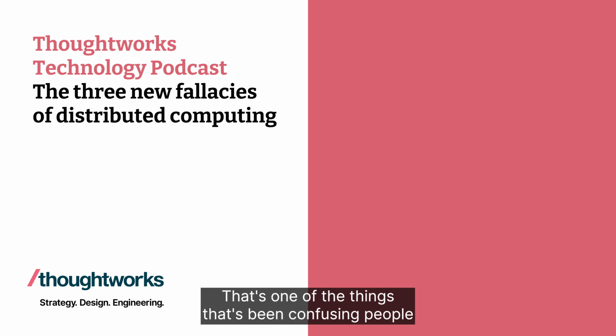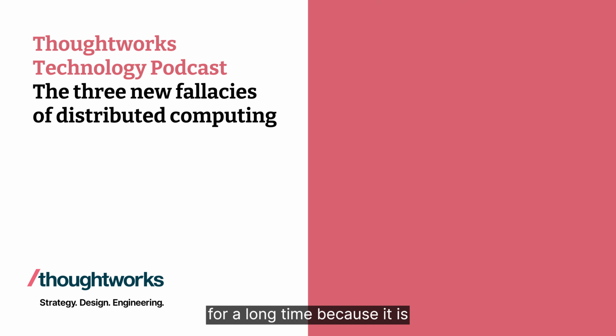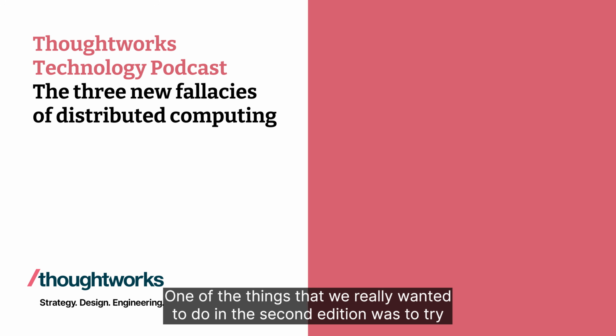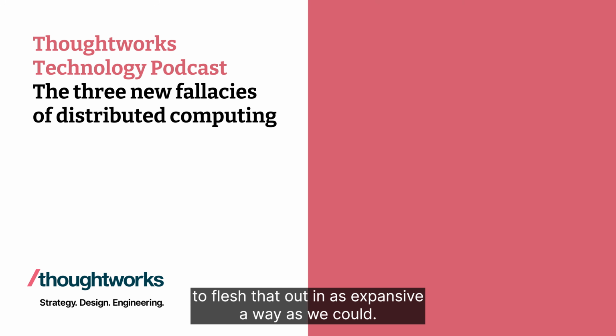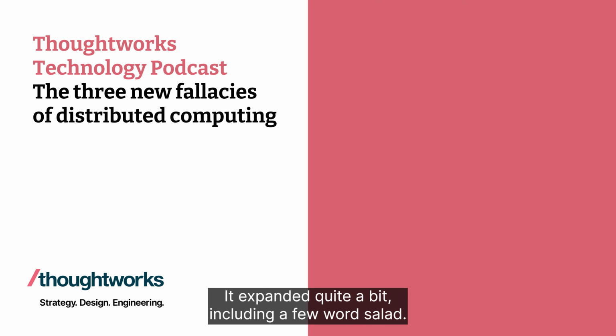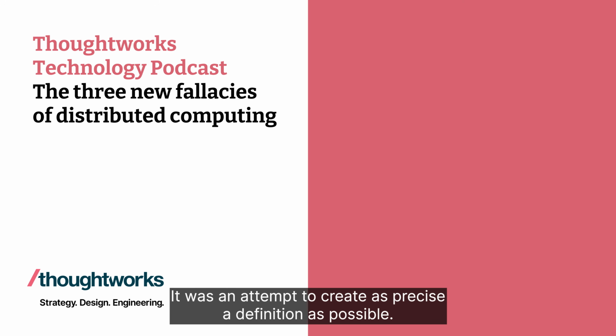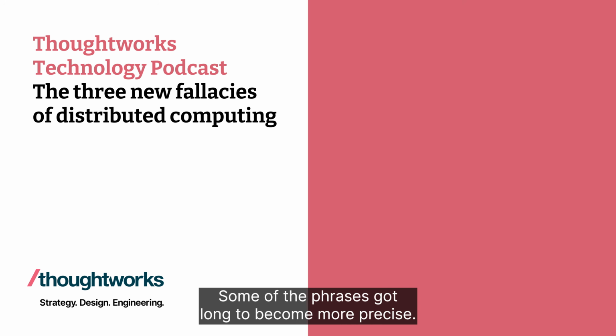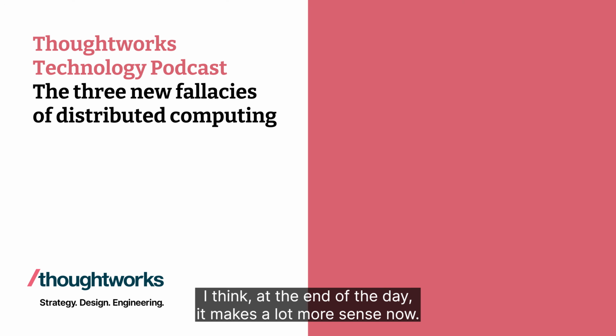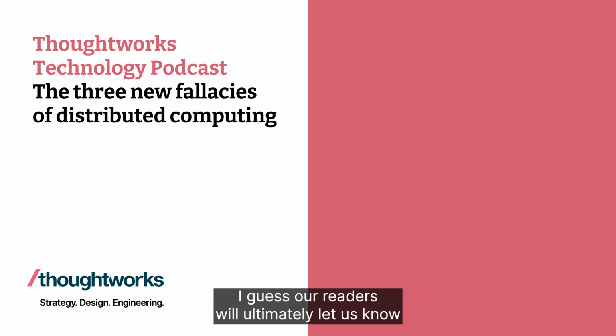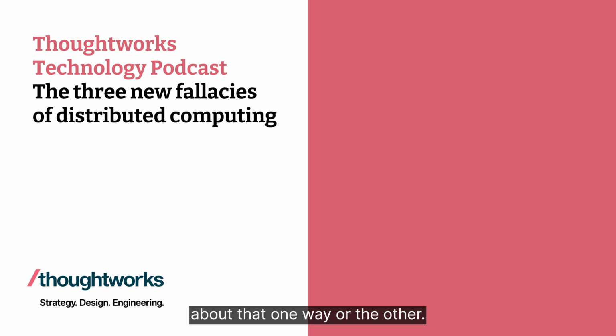That's one of the things that's been confusing people for a long time, because it is kind of an abstract concept. And so one of the things that we really wanted to do in the second edition was to try to flesh that out in as expansive a way as we could. And it expanded quite a bit, including a few word salads. But it was an attempt to create as precise a definition as possible. So some of the phrases got kind of long to become more precise. But I think at the end of the day, it makes a lot more sense now. So, I guess our readers will ultimately let us know about that one way or the other.